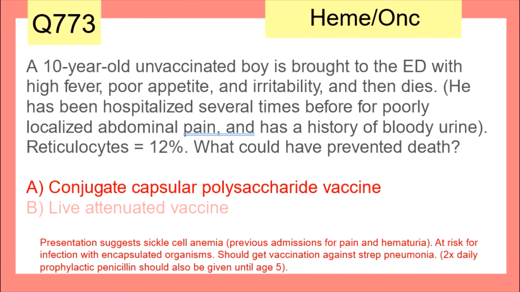Again, sickle cell patients should get this because of the splenectomy. Twice daily prophylactic penicillin should be given until age 5 in these patients. So again, until age 5, they're not going to get the vaccine yet, and therefore they should get prophylactic penicillin.